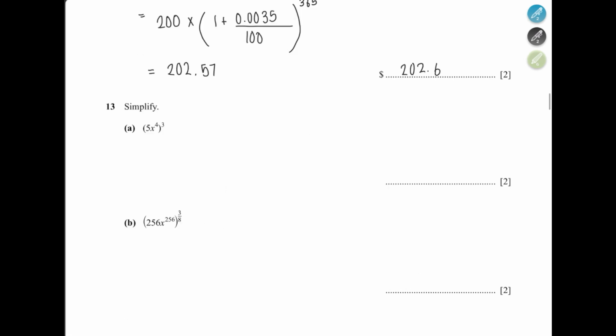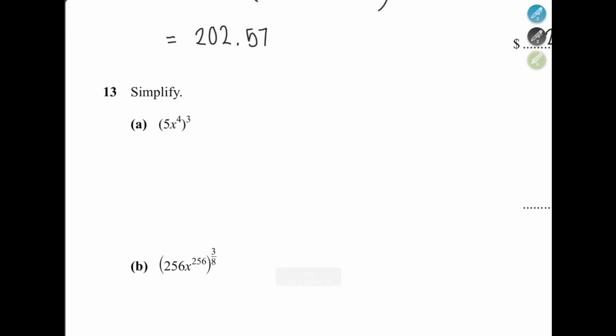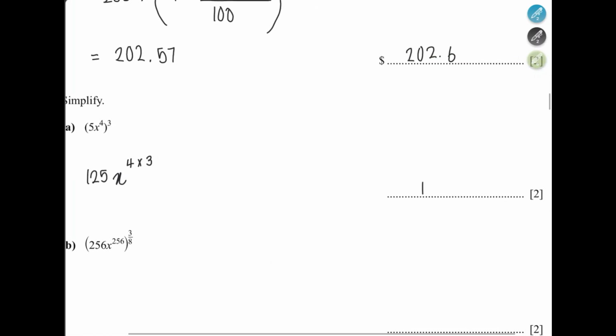202.6. Simplify this: 5x^4 whole to the power 3. So what is 5 to the power 3? That is going to be 125. But whenever you have an exponent that is powered to something, you have to multiply. So this is going to be 4 multiplied by 3. So this is going to be 125x^12. 4 times 3 is 12.